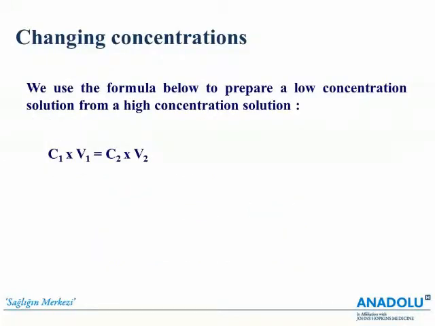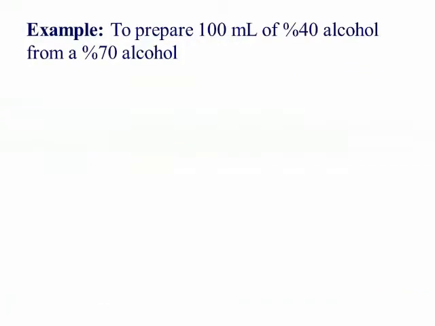Another area in lab math is the changing of concentrations, to preparing a low concentration solution from a high concentration solution. Here again we have a very simple formula. The concentration of the first solution and the volume of the first solution equals the concentration of the second solution multiplied by the volume of the second solution. Let's again explain this with a simple example.